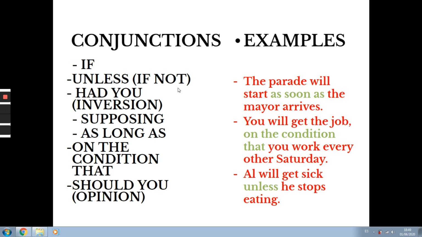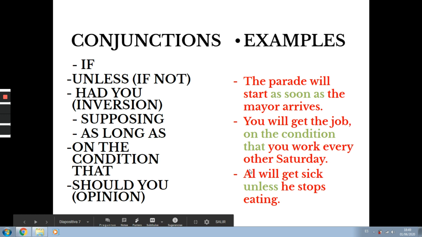Some of them believe that "unless" means exactly the same as "if", and it's totally the opposite. Al will get sick unless he stops eating.